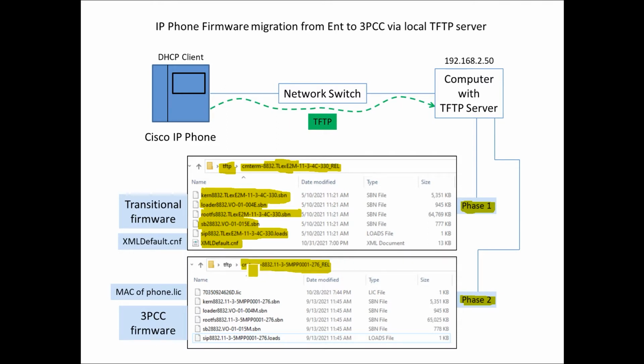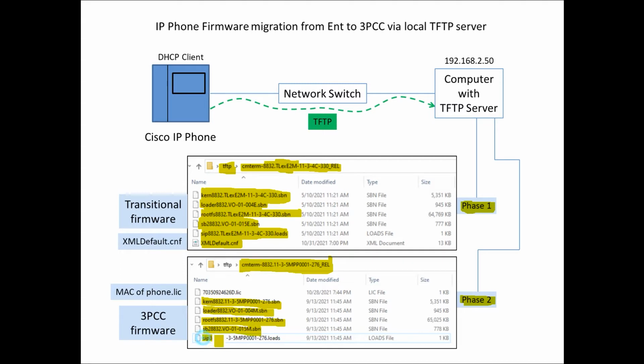It does require that you have an active CCO account that is eligible for downloads of this binary. But in any case, you want to find the most current 3PCC binaries for your specific phone. In this example, we're using the 8832 speakerphone, or conference room phone, if you will. And when we unzip this, we'll basically get all these different binaries you see here. So we basically have 4 different binaries. They're signed binaries. That's what they're called, SBIN. And then we have the .loads file.